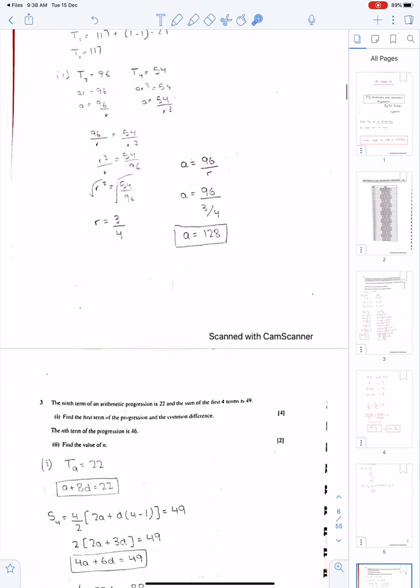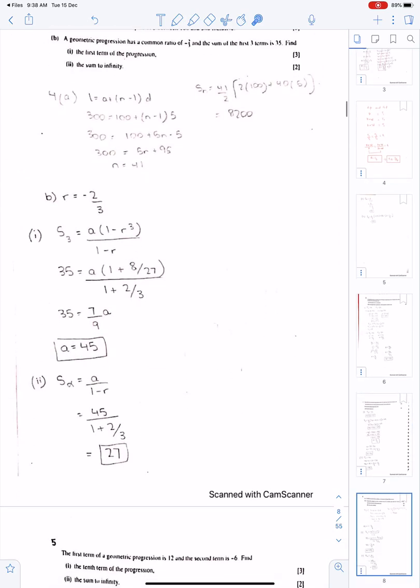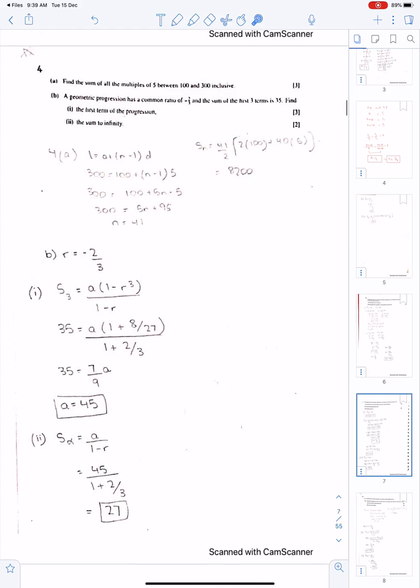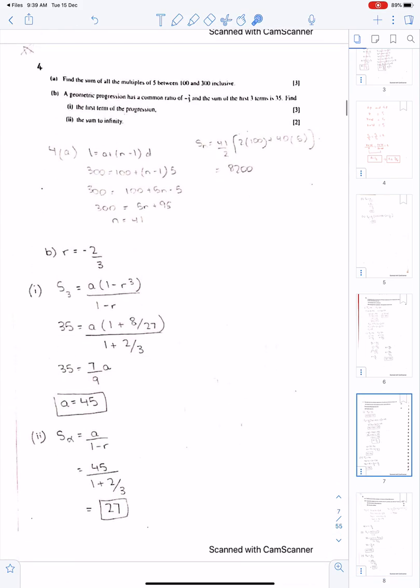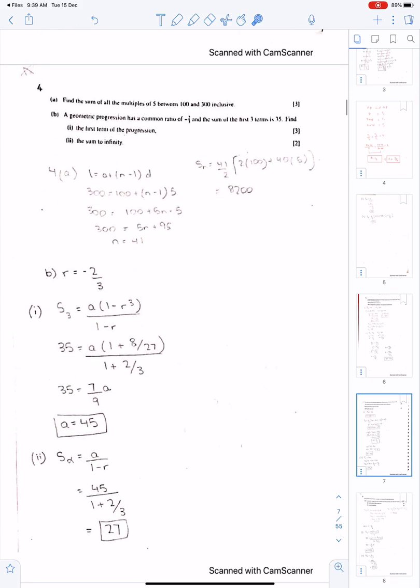This second question is simple. I'm trying to take the difficult questions in this lecture. Find the sum of all these multiples of 5 between 100 and 300, inclusive. Now this is very important, inclusive. That means 100 and 300 both are inclusive. We have to count these two as well.